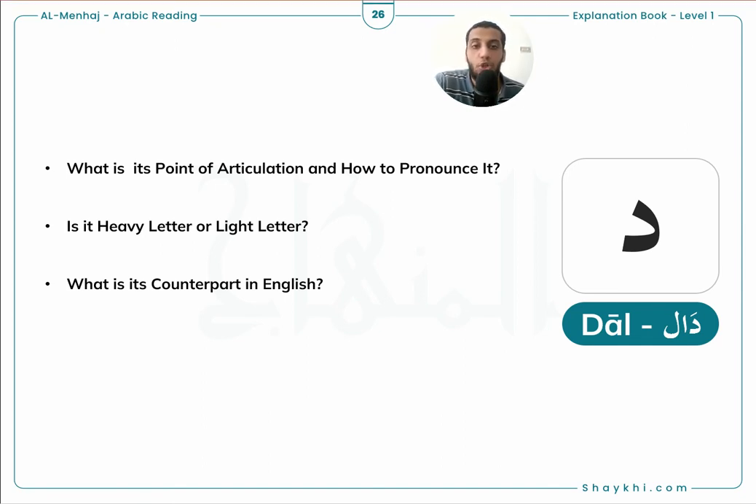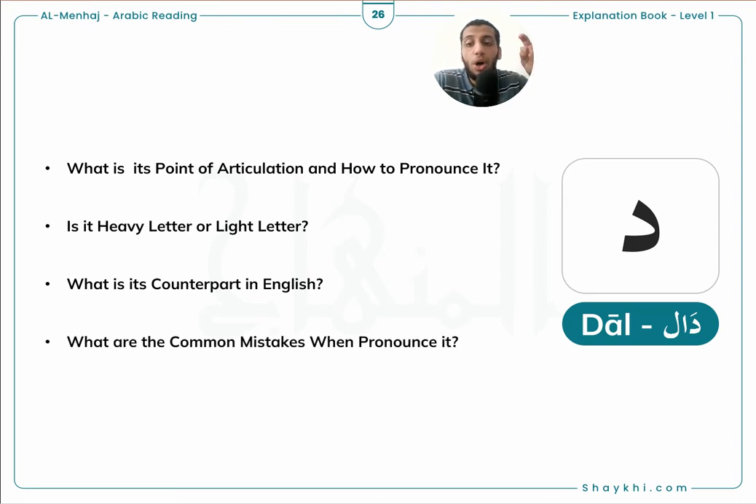Let's move to the next question, which is, what are the common mistakes when pronouncing letter dal? Okay, one of the common mistakes when pronouncing letter dal is making it heavy, even though it is a light letter. So let's take an example.